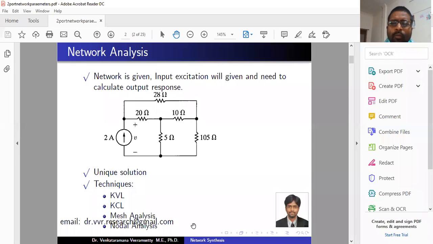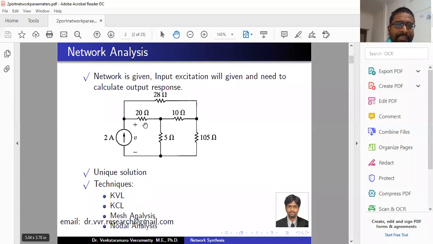Whatever technique we are using, the response is constant. The response will be the same. The response is unique. In network analysis, whatever technique you are using, either series parallel reduction, KVL, KCL, mesh analysis, or node analysis, the response will be the same. It will not change. That is a unique solution. You need to calculate the response, and that is the solution.